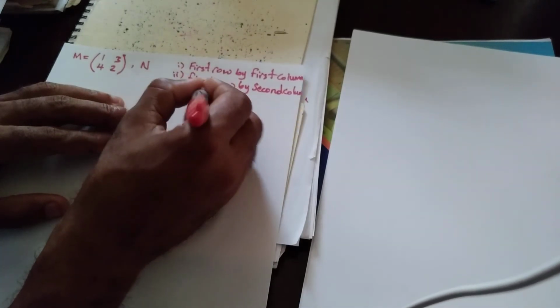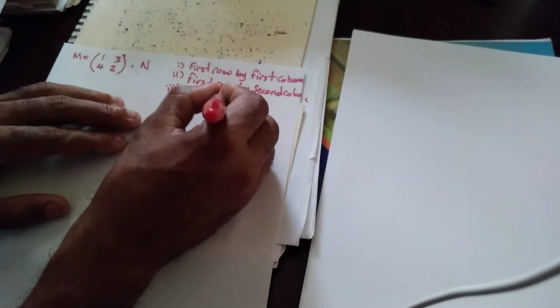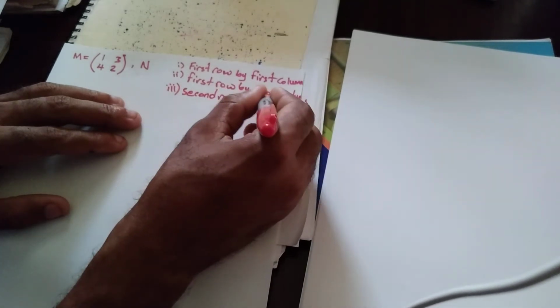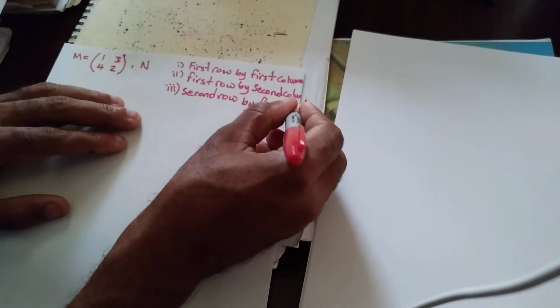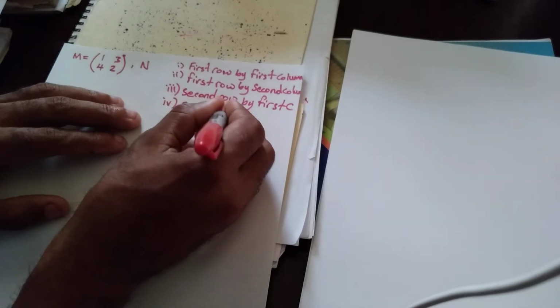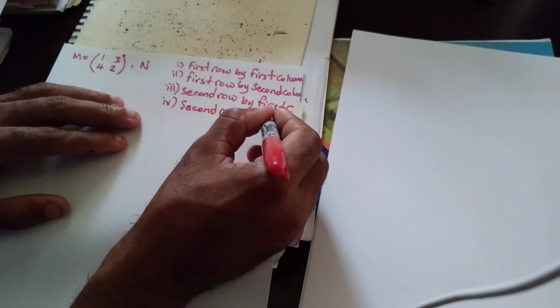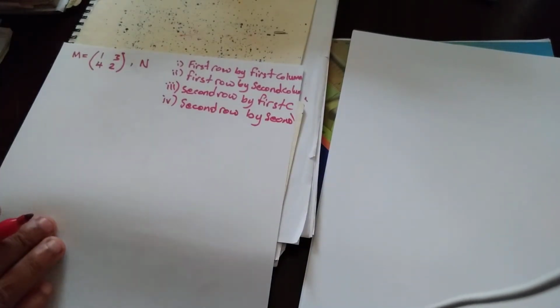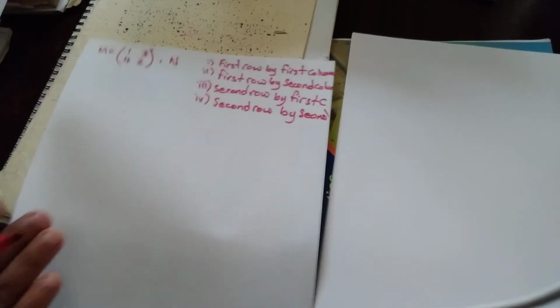Then after we are finished with the first row and the columns, we move on to the second row, if there's anything like that. So it's second row by first column and second row by second column. So I'm going to work examples with those. So that is how you would multiply a matrix. So it's first row by first column, first row by second column, second row by first column, second row by second column. So I'm going to work examples like that.